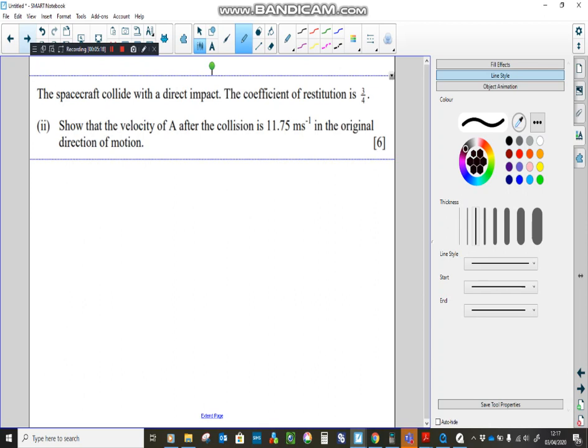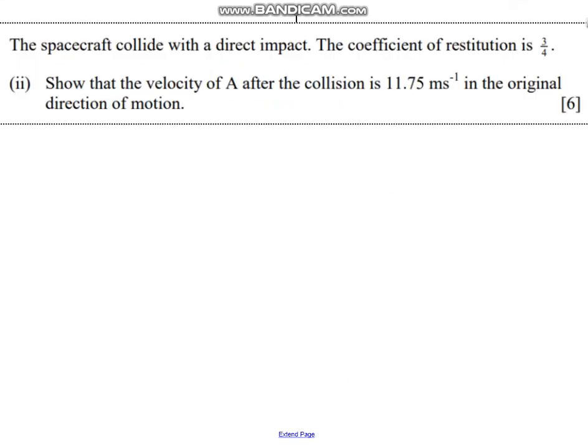Moving this on. Alright, so the spacecraft collide with a direct impact. The coefficient of restitution is 3/4. Show that the velocity of A after the collision is 11.75 in the original direction of motion.